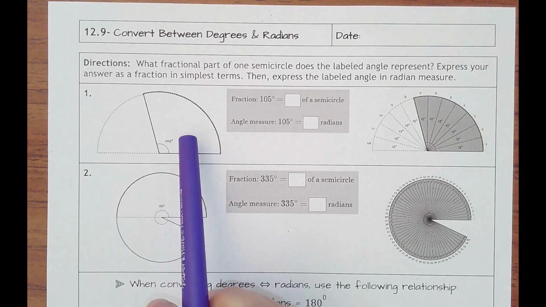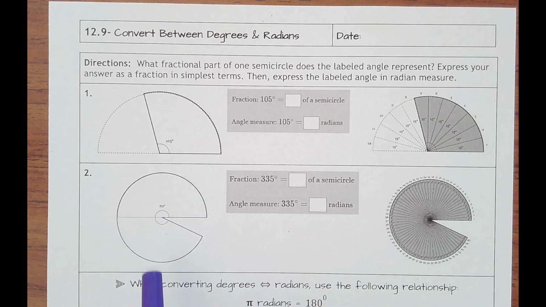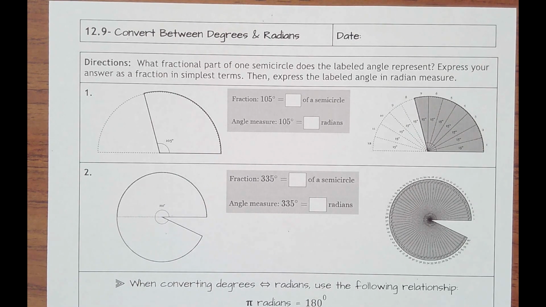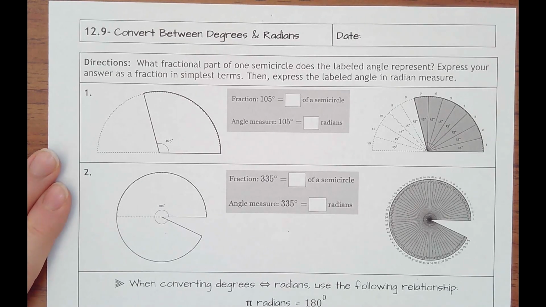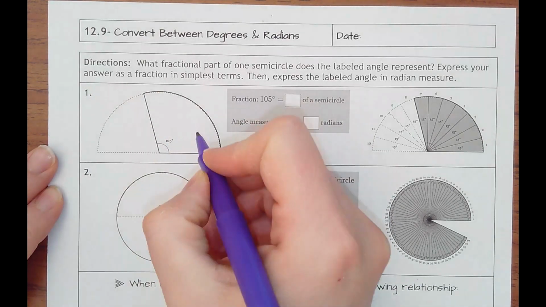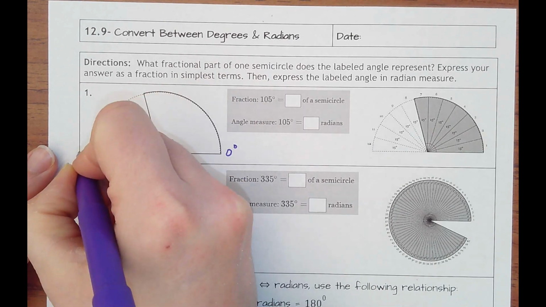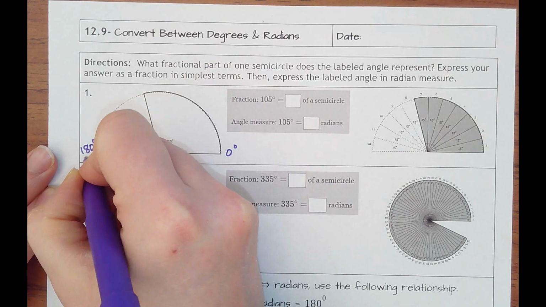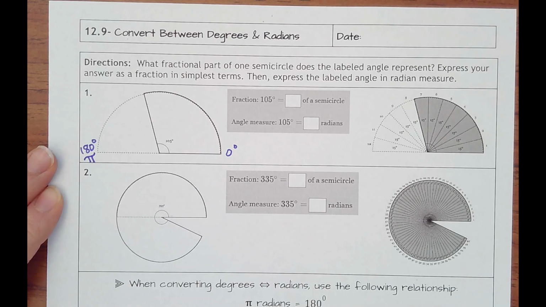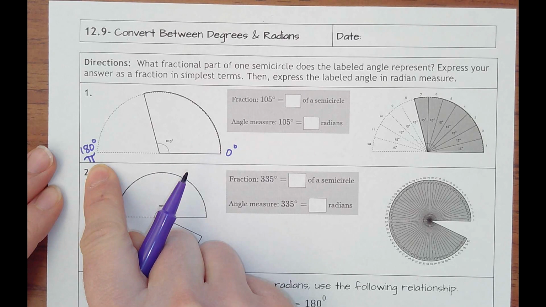So the first thing I'm going to have you do is a couple of these where it's kind of guided, it's more visual to help you see what you're trying to do. It says, what fractional part of one semicircle does the labeled angle represent? Express your answer as a fraction in simplest terms, then express the labeled angle in radian measure. The main thing you need to know is that a semicircle, so this would be 0 degrees if it was just no angle, a semicircle is 180 degrees, or it's also pi. That's why we're comparing everything to a semicircle, because one semicircle equals 1 pi.